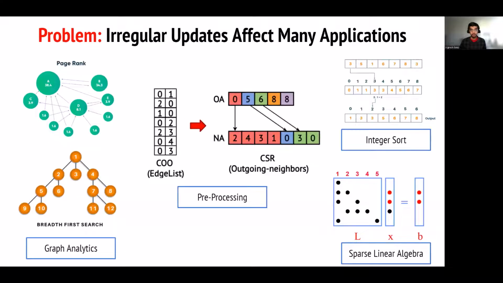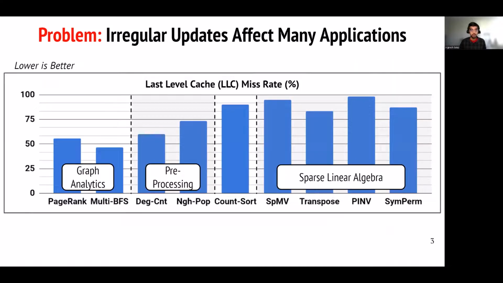The main problem that we address in our work is that many important applications perform irregular updates, which leads to an inefficient execution. The primary source of inefficiency in these irregular update workloads is poor cache locality. We measured the last level cache miss rate for a range of workloads spanning 4 different categories, and we found that across the board, these irregular update workloads have a consistently high last level cache miss rate, which essentially means that these workloads are dominated by DRAM accesses.